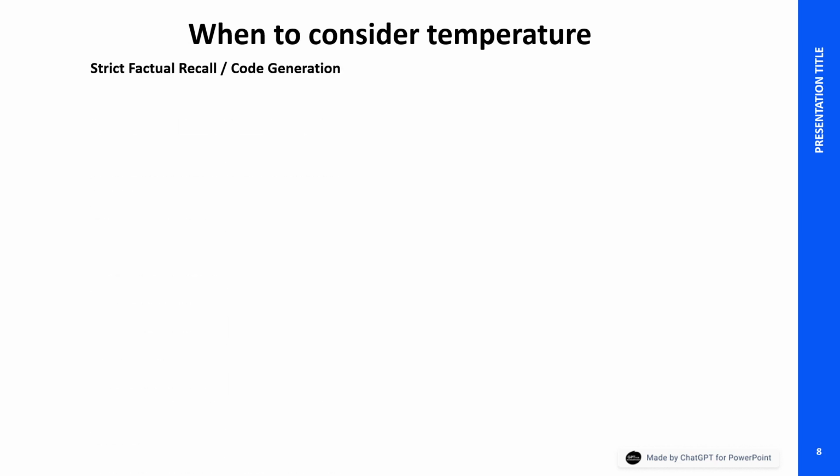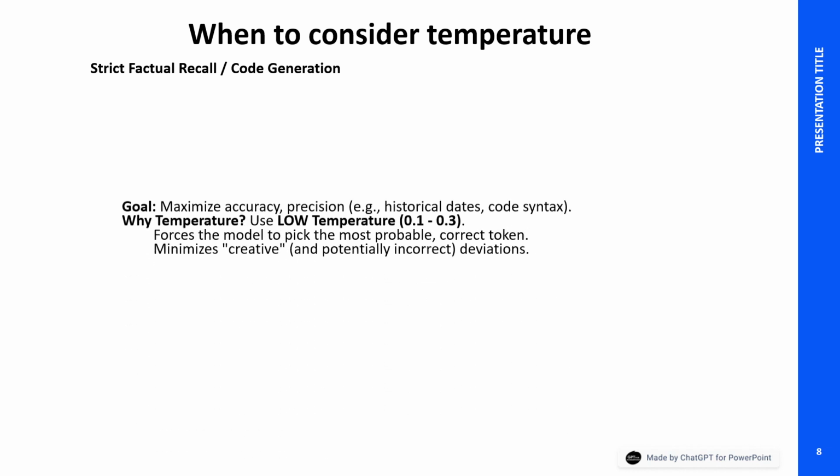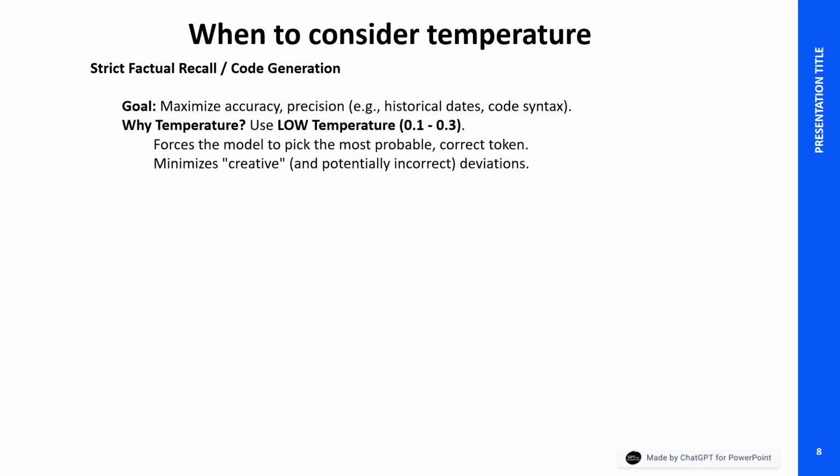Now come to the temperature. Let me give you some examples related to the temperature. When you have to generate a strict factual recall or generation, then in that case you need to maximize accuracy or precision. Then you need to use a low temperature, 0.1 to 0.3. It forces the model to pick the most probable correct tokens, minimizes creativity and potentially incorrect deviations, because you are writing code. If you are asking for some kind of code from the LLM, then keep the temperature value very low, right?